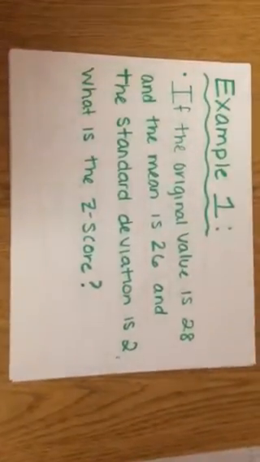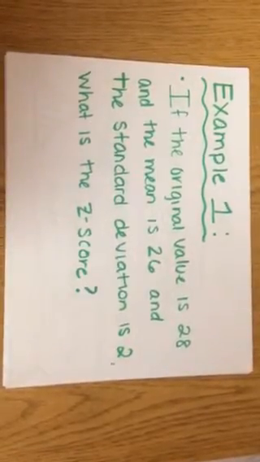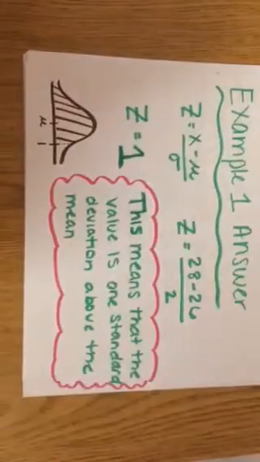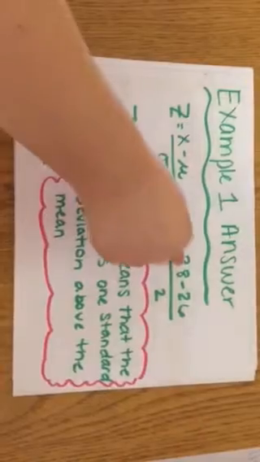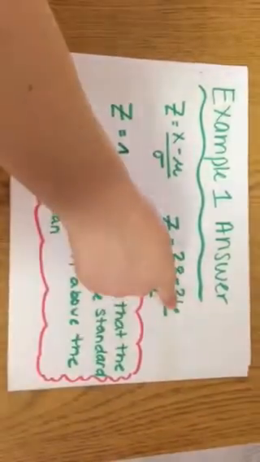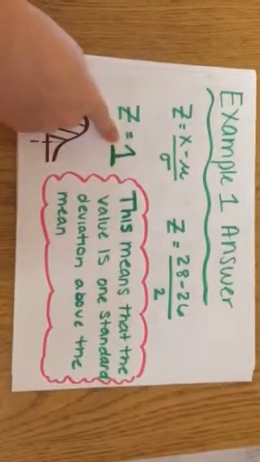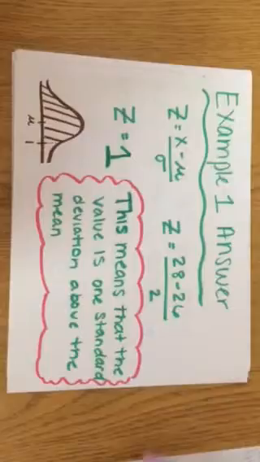Our first example says if the original value is 28 and the mean is 26 and the standard deviation is 2, what is the z-score? By using our equation, we can plug in the original value 28 minus the mean 26 all over the standard deviation of 2 to get the answer of 1. This means that the value is 1 standard deviation above the mean.